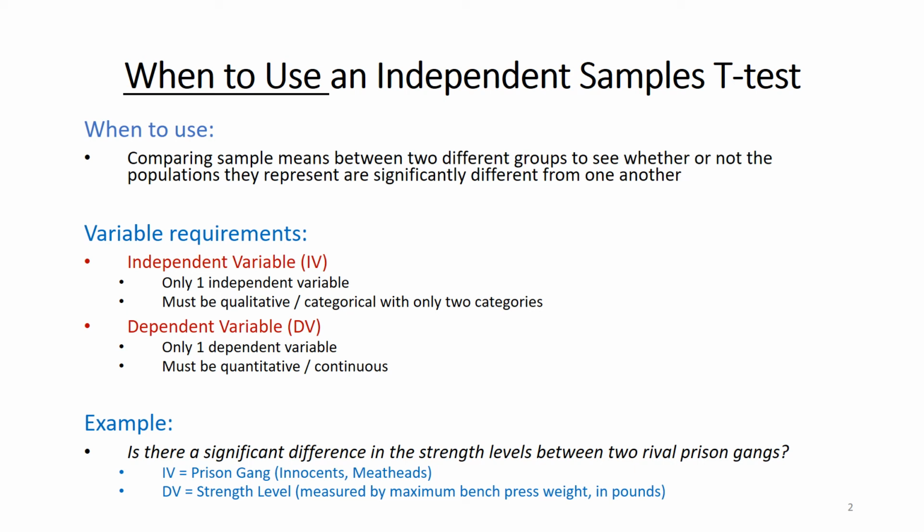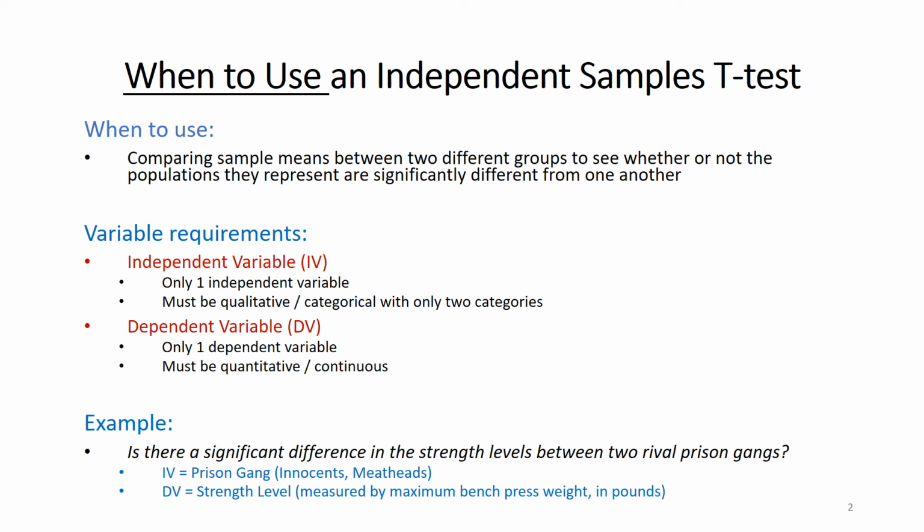Moving down to the dependent variable, our outcome, our effect. Once again, we are limited to having only one dependent variable. And for this test, that dependent variable must be quantitative or continuous. Thinking about levels of measurement, that means it's at the interval or ratio level of measurement.